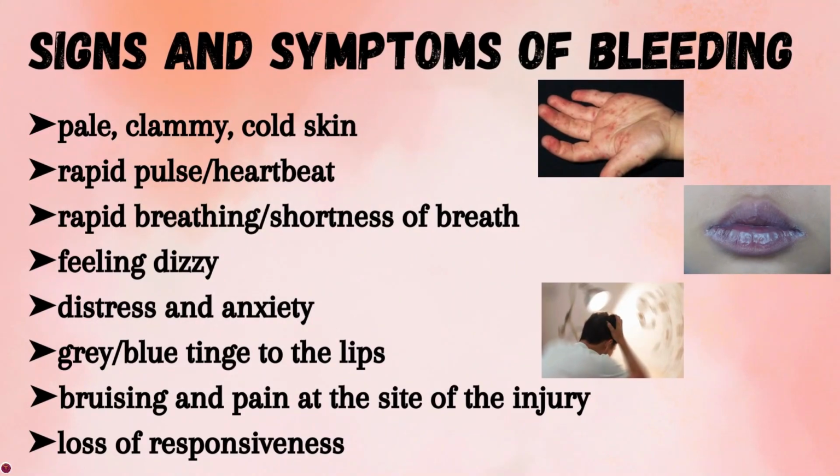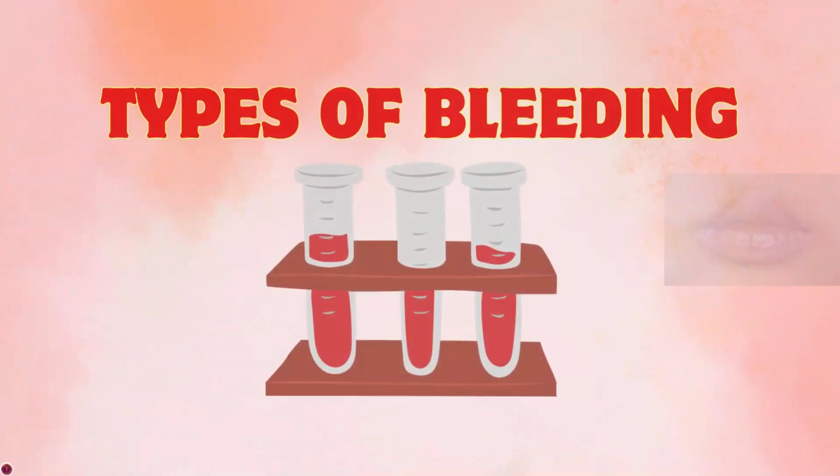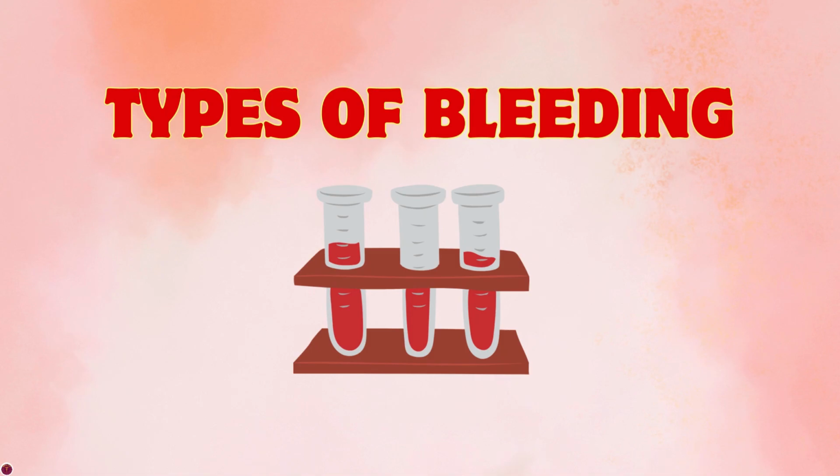How to identify bleeding? Here are some signs and symptoms that help to identify bleeding: pale, clammy, cold skin, rapid pulse, rapid breathing, feeling dizziness, distress and anxiety, gray-blue tint to the lips, pain at the site of injury, and loss of responsiveness. Bleeding can occur in different ways and from various sources. Knowing the type of bleeding can help determine the appropriate first aid or medical response.